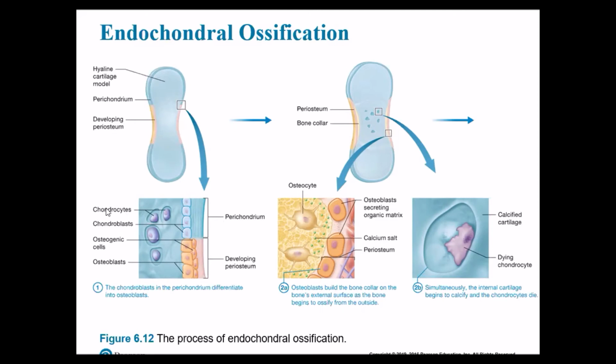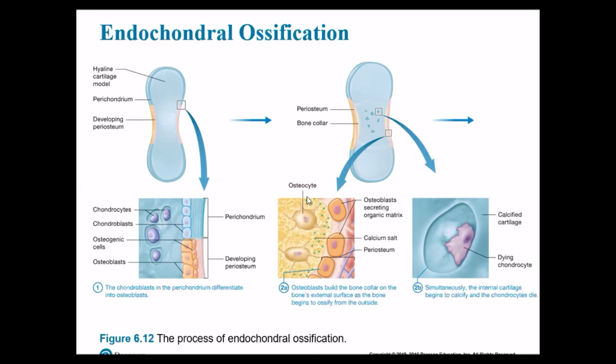Anytime you see the prefix chondro here, that refers to cartilage. So a chondrocyte is a cartilage cell. You have chondroblasts, which are cells that help to make cartilage. What happens in endochondral ossification is that the chondroblasts begin to turn into osteoblasts. Now these have differentiated, or developed, into osteoblasts. Osteoblasts are the cells that are going to start making the bone matrix.